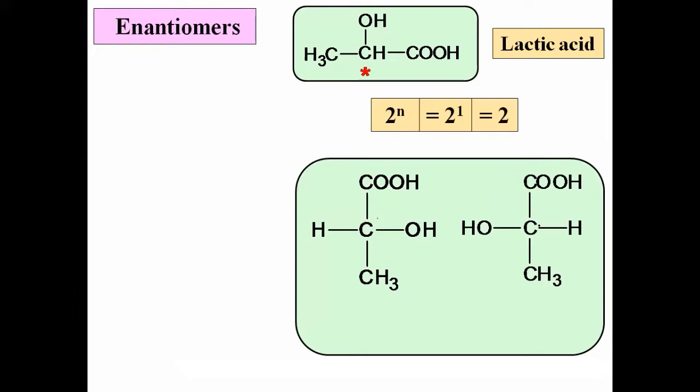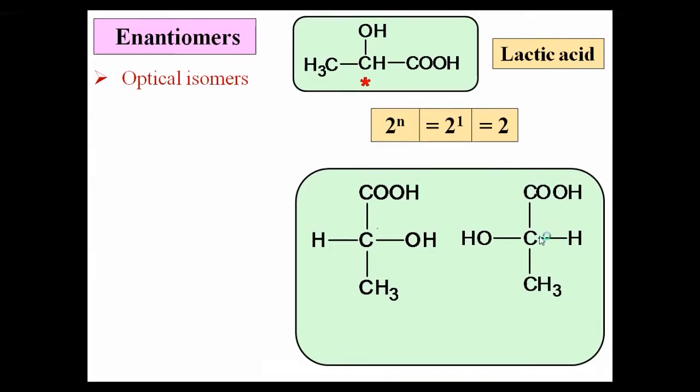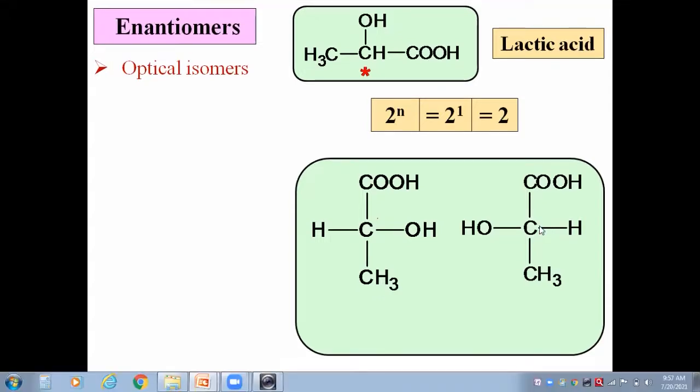Now let us see what is the relation between the two stereoisomers. Suppose both the isomers are optical isomers. They show optical activity. Why are they optical isomers? Because they have a chiral center, and there is no element of symmetry, and therefore they are optically active compounds.